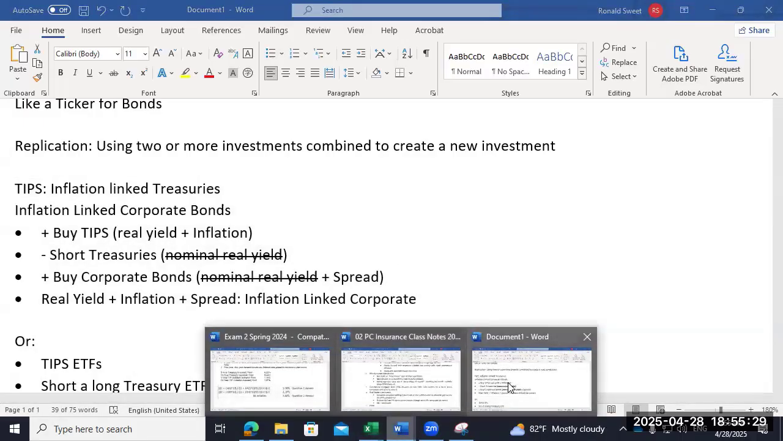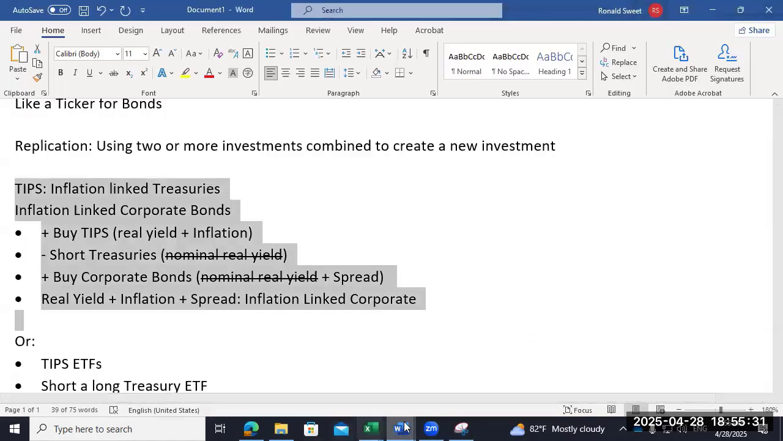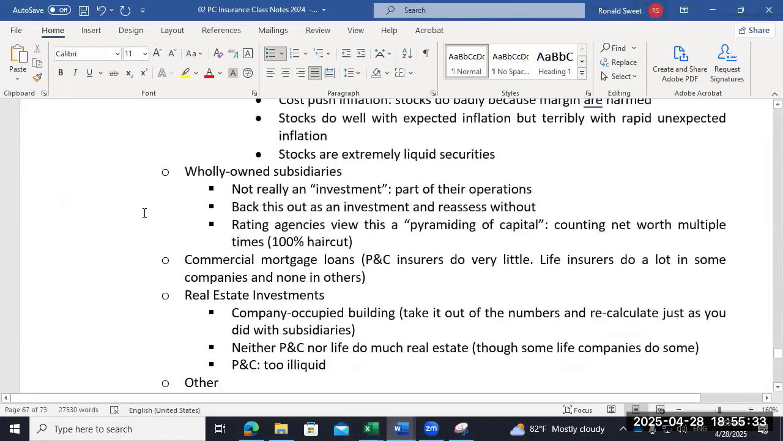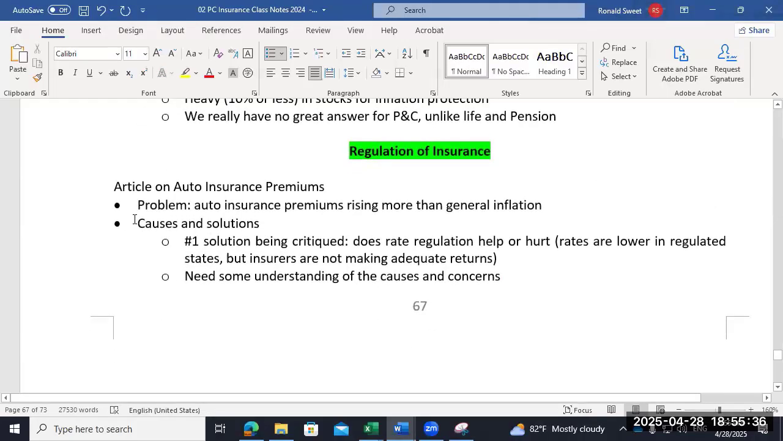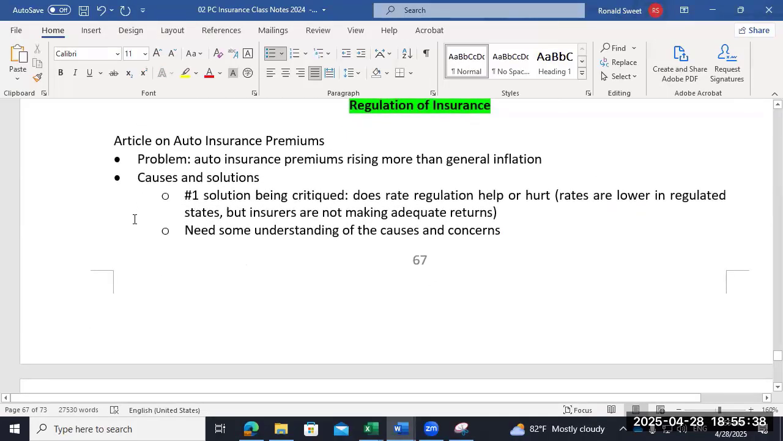All right, so the last topic we're going to hit, in addition to working some problems on Monday, is a topic you probably think is boring, but it's actually really quite important. And that's the regulatory side of insurance.